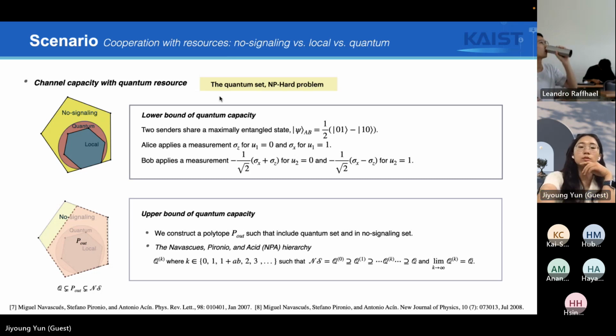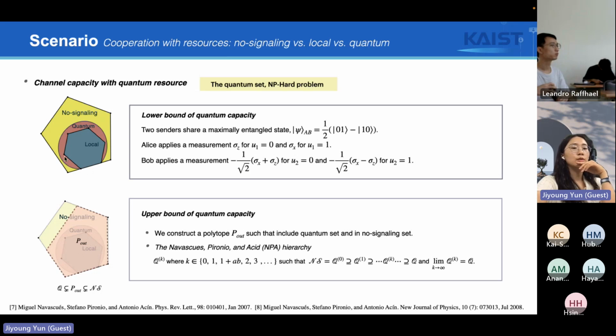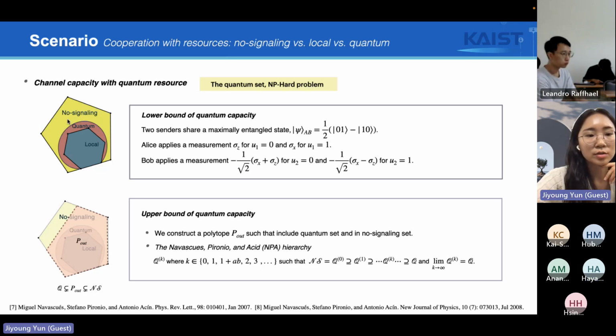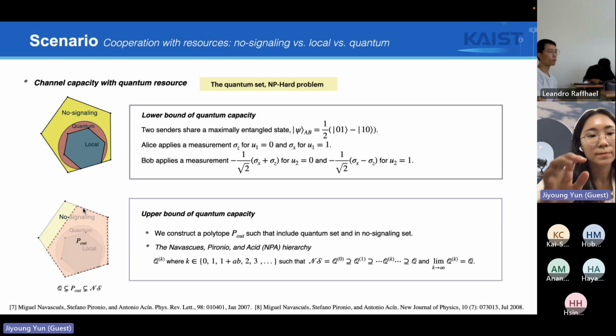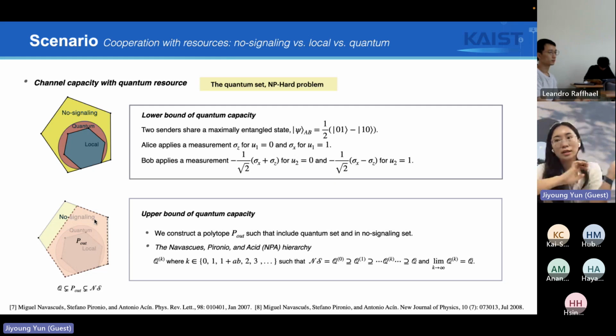I want to consider the local set, the quantum set and the no-signaling set in the cooperation of the channel, but the quantum set is still hard to characterize. So we derive a lower bound and an upper bound on the quantum capacity. To make this upper bound, we made a new polytope here. So we characterized the quantum lower and upper sets, and then we used that in the network coding theorem. That is the motivation.